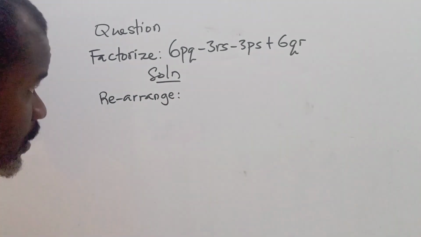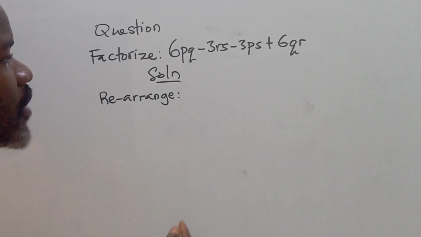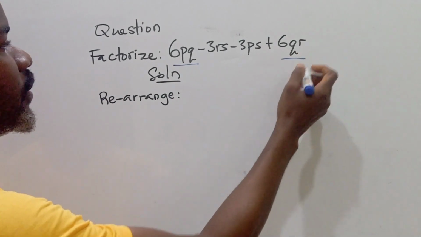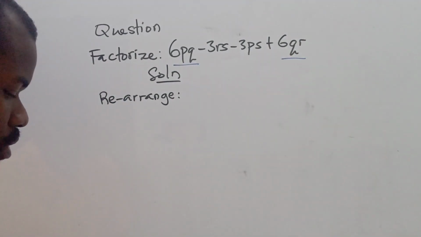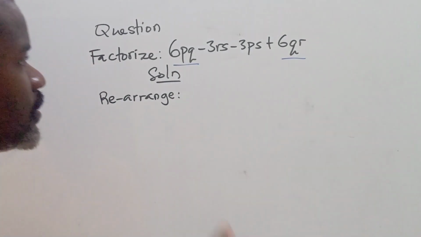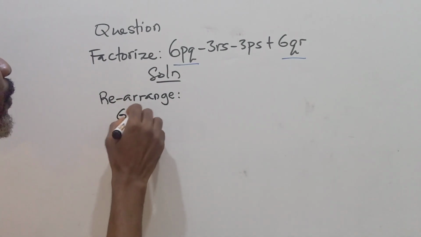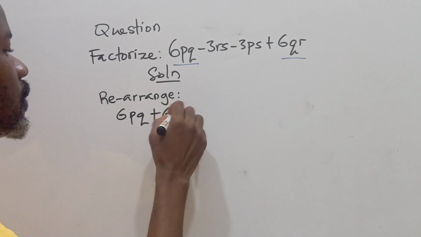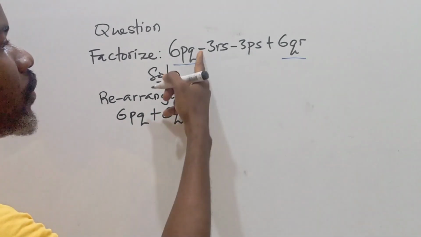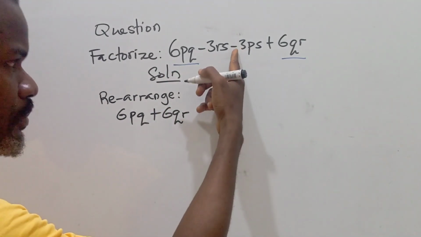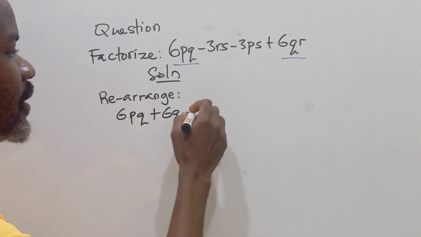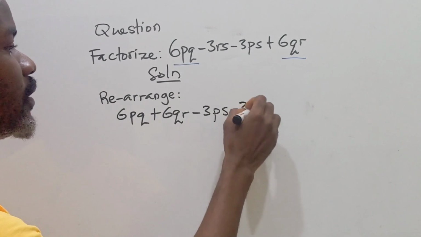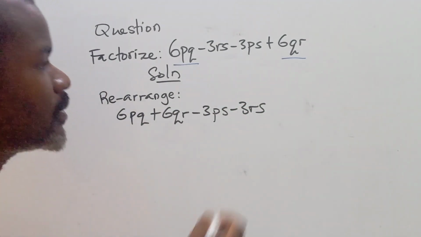I have two ways to rearrange this. One, I have Q here, I have Q here. So one way to rearrange this is 6PQ plus 6QR, and then minus 3PS and minus 3RS. This is one way.